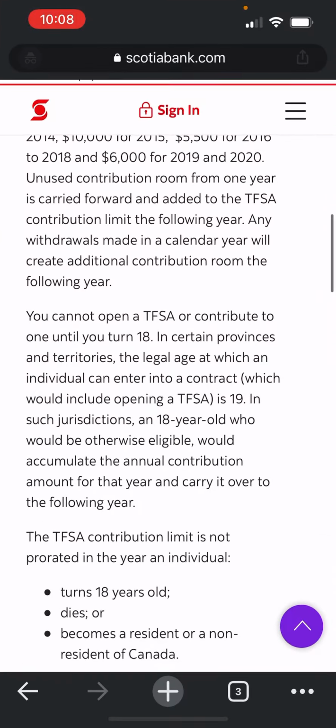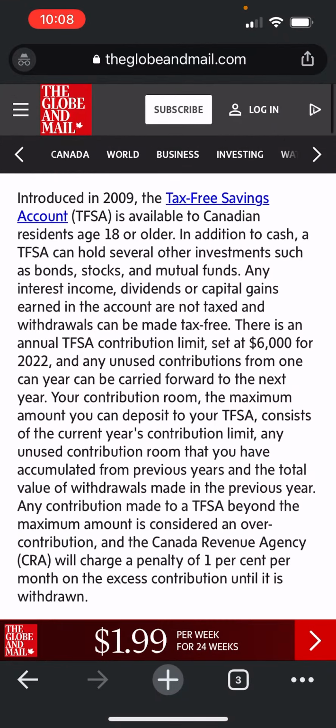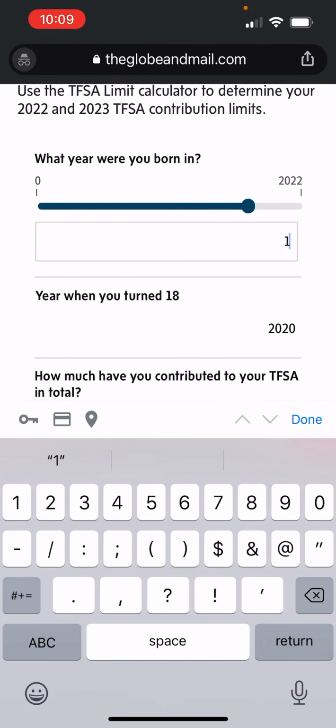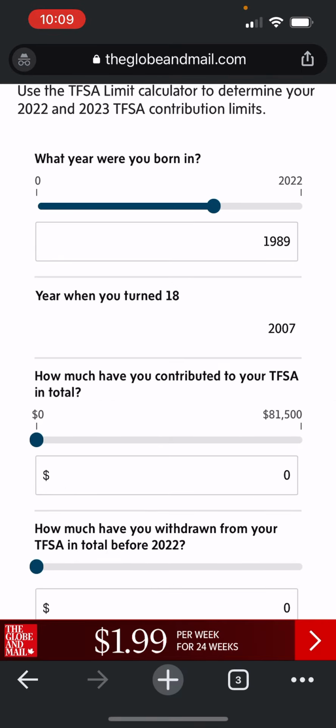Let's go and look at, for me specifically, how much I would have been able to contribute to this account. So I was born in 1989. So if I contributed nothing so far to my tax-free savings account since 2009, I could have contributed a total of $81,500. So I encourage you to play with this calculator, see how much you're eligible to contribute to this account. And you can always log into your My CRA account and see how much you're eligible to contribute per your last tax assessment.